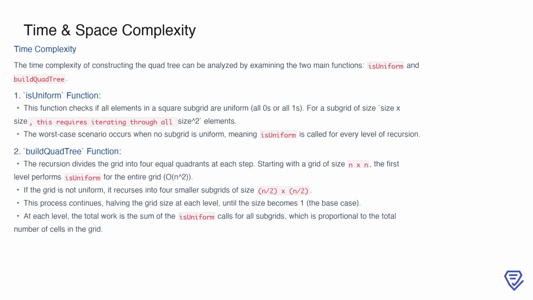Meanwhile, the build quad tree function works recursively by dividing the grid into 4 equal quadrants at each step. For a grid of size n x n, the first level performs an isUniform check on the entire grid, which takes n squared. If the grid is not uniform, it recurses into 4 smaller subgrids, each of size n/2 x n/2. This recursion continues, halving the grid size at each level, until the base case, where the grid size is 1. At each level, the total work done is proportional to the number of cells being processed, which remains constant across all levels of recursion as it reflects the total number of grid cells.